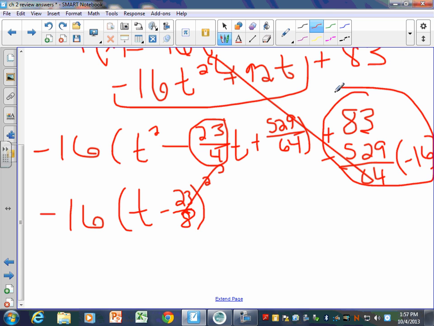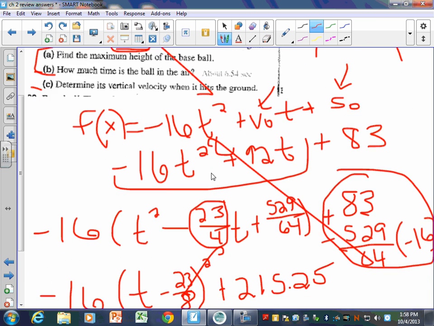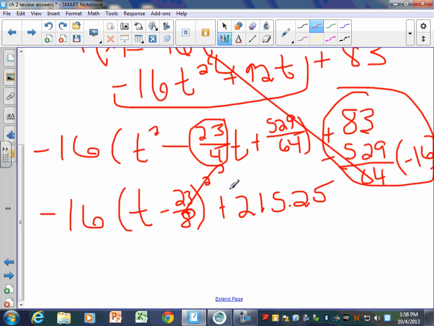I'm going to just do this all in my calculator at once. I'm going to type in 83 minus 529 divided by 64 times negative 16. And I get positive 215.25. Did I do that right? This is your vertex. Yes.